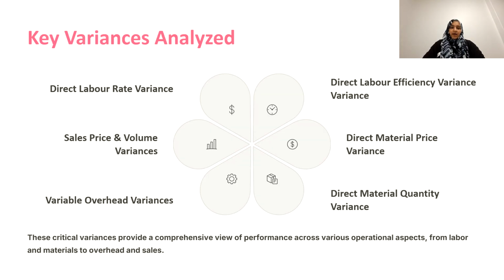In this report, we have analyzed different key variances, which are direct labor rate variance, direct labor efficiency variance, direct material price variance, direct material quantity variance, sales price and volume variance, and variable overhead variance. These critical variances provide a comprehensive view of performance across various operational aspects, from labor and material to sales and overheads.